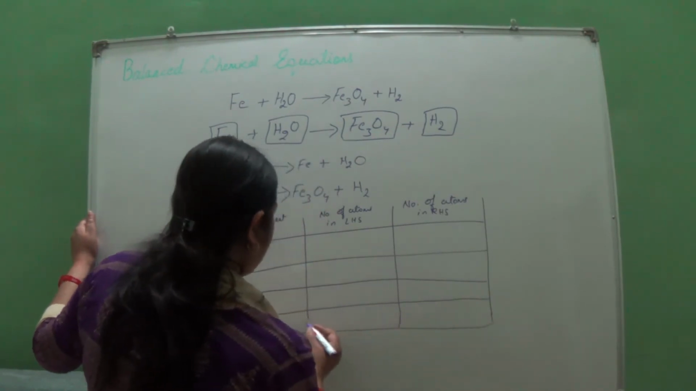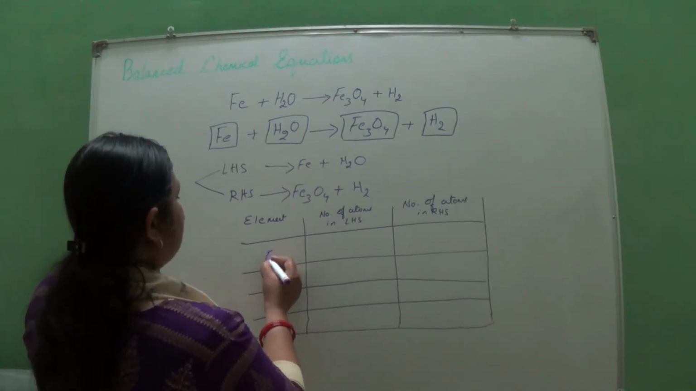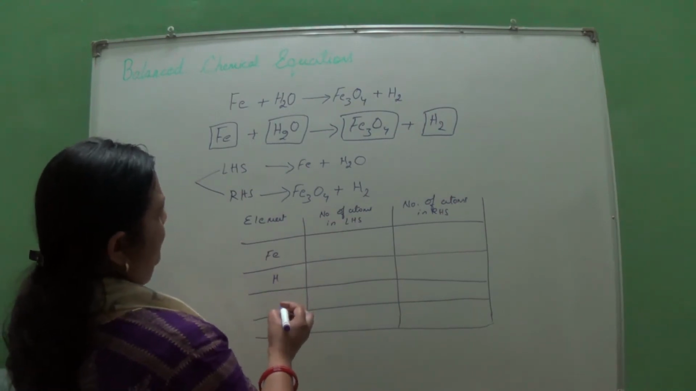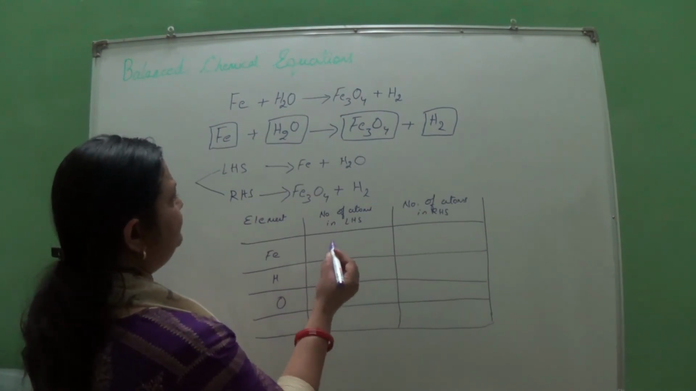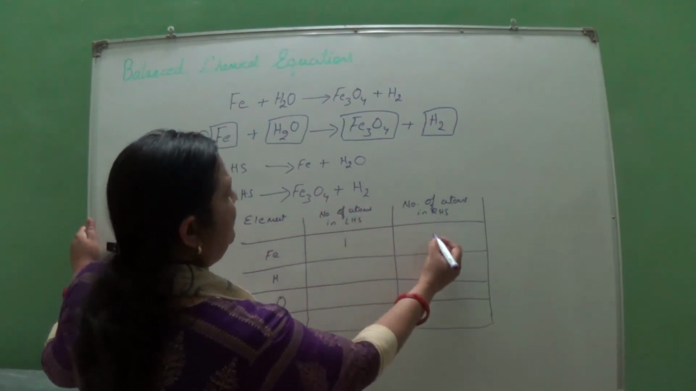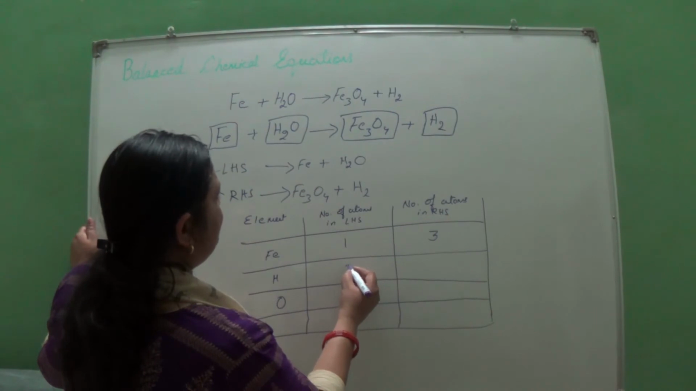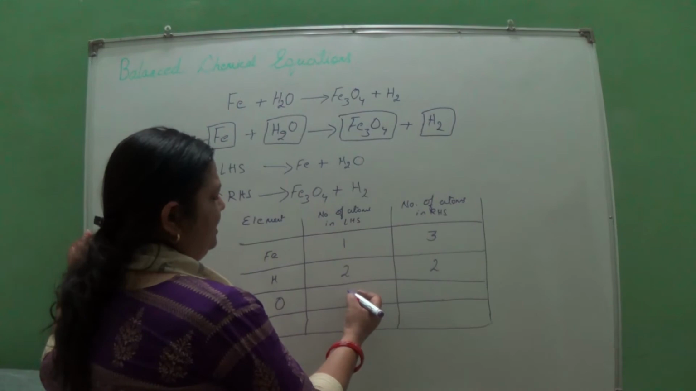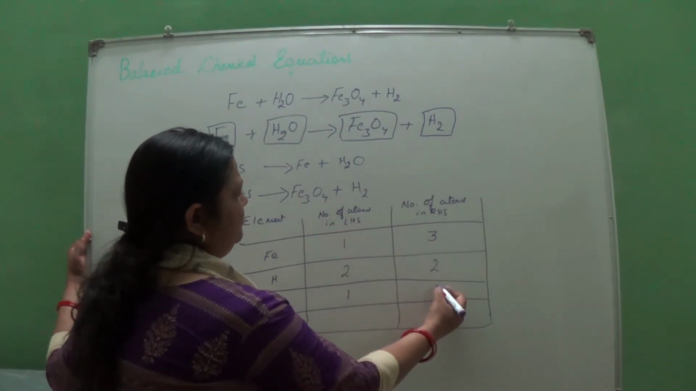So now we have made the box and start writing the elements. First is iron, hydrogen, oxygen. So iron, when you are seeing how much it is in the left hand side, only 1. Right hand side you are having 3. Come to hydrogen, in the left hand side you are having 2. Right hand side also 2. Oxygen in the LHS is 1 and in the RHS is 4.